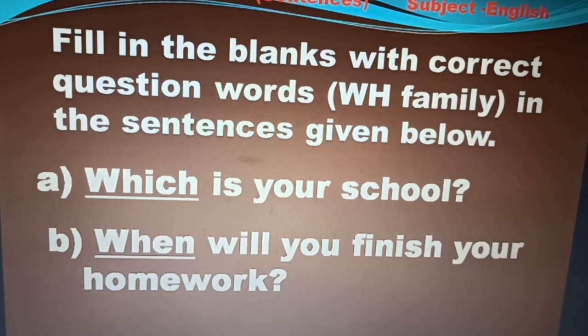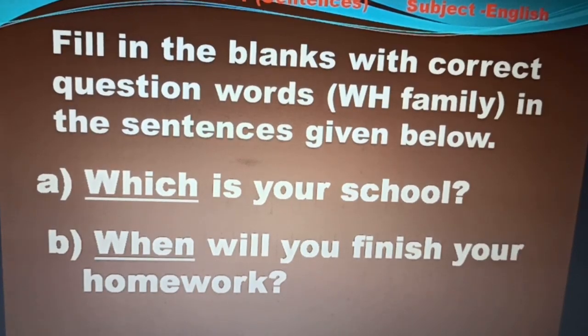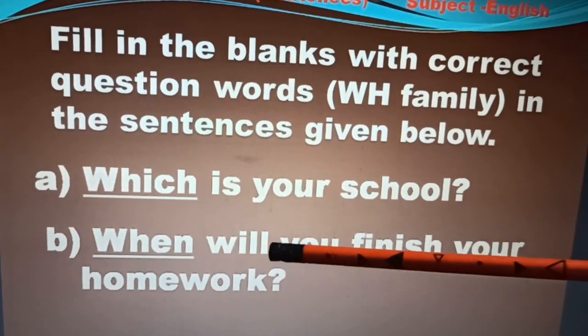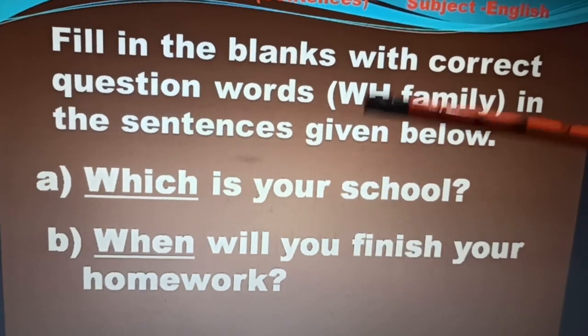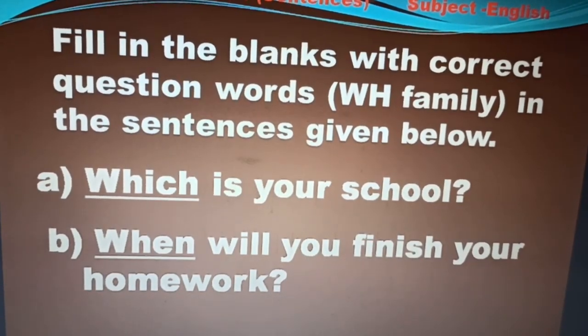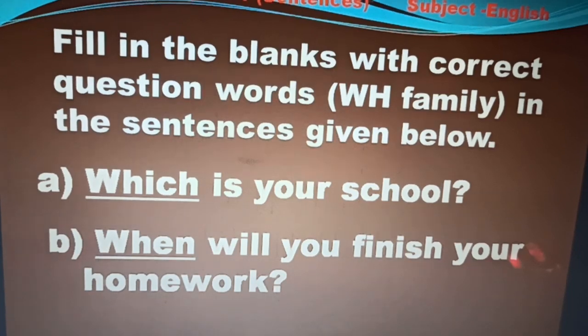Now B part: When will you finish your homework? तुम अपना होमवर्क कब खत्म करोगे?